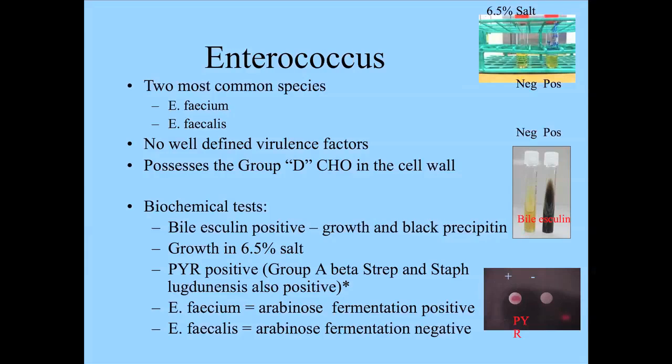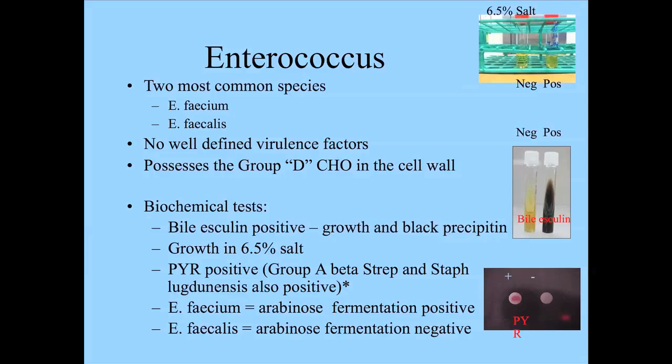There are two common species of Enterococcus, Enterococcus faecium and Enterococcus faecalis. There are no well-defined virulence factors for the Enterococcus. They possess the group D carbohydrate in the cell wall. The biochemical reactions are important to remember. The bile esculin is positive. You get the growth in black precipitin like we just talked about. But these organisms grow in the 6.5% salt, as shown in the picture on the upper right-hand side. And they are PYR positive, as are group A beta strep and Staph lugdunensis.